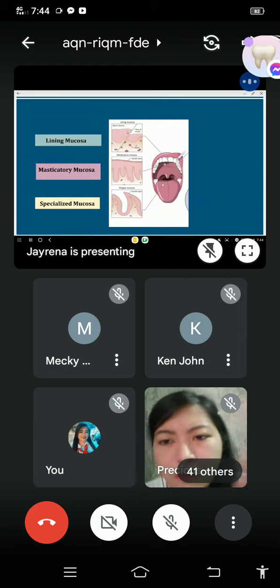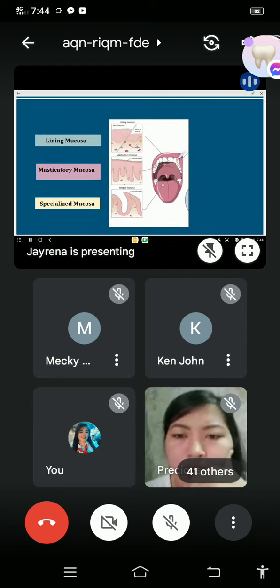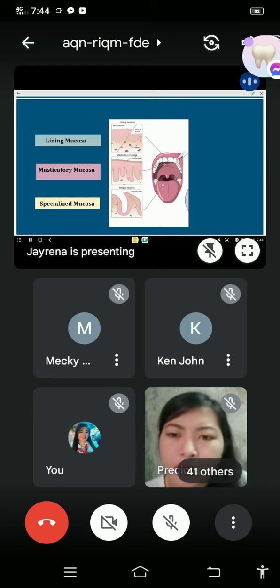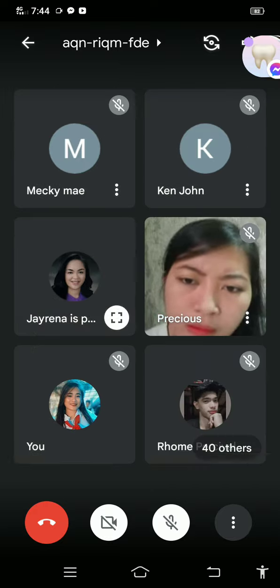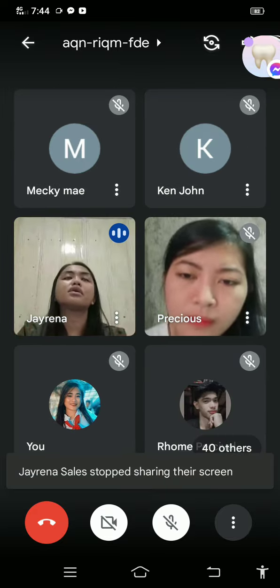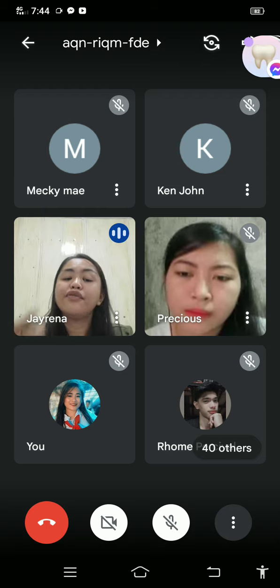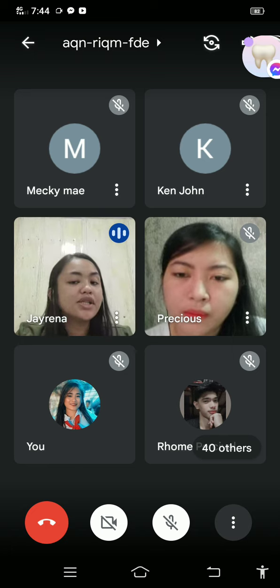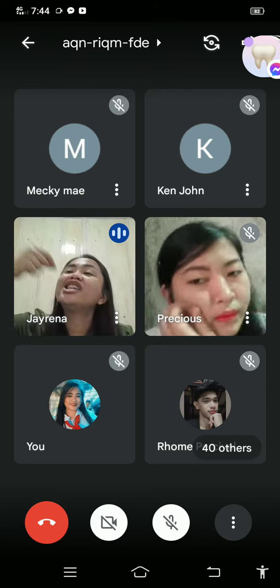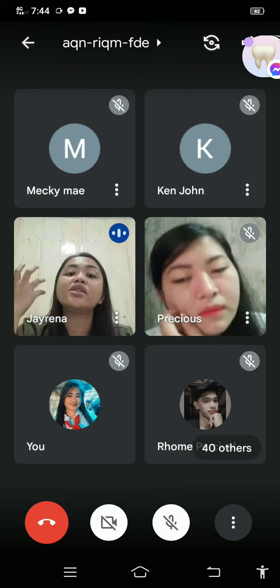The lining mucosa, since it's very thin and it is besides a certain blood vessel, such as the floor of the mouth. So tingnan ninyo, look at your mouth in the camera. If you raise your tongue and you look at the floor of the mouth, you would see blood vessels. Diba? Kaya, in case of emergency, if you want a certain medicine to work easily in the body, you place it underneath the tongue. Kasi nandun lahat yung blood vessels.